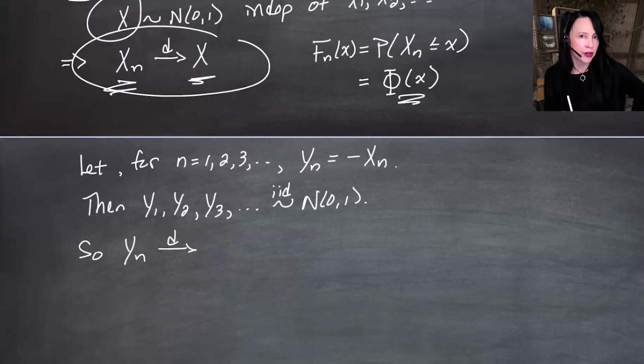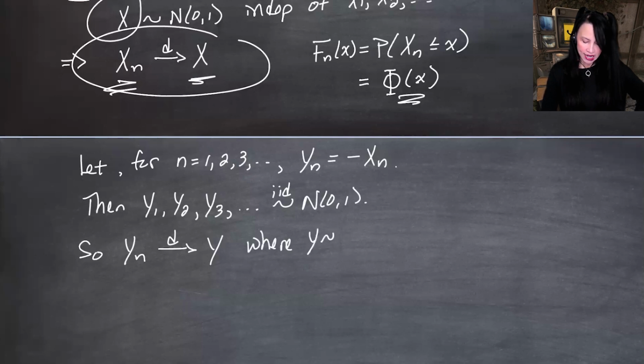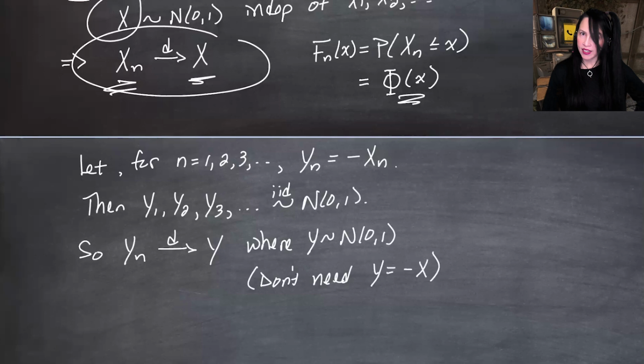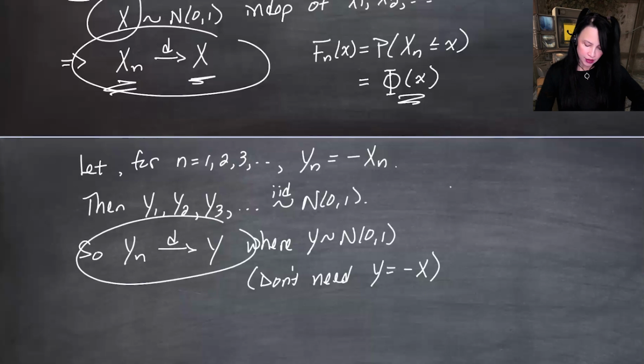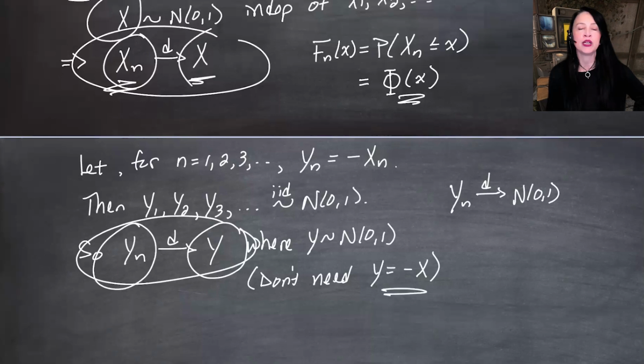Now here's where things can get a little weird. Convergence in distribution is not about getting close to a specific random variable. So I can say with certainty here that it's going to converge to a random variable y, where y is normal 0, 1. And we don't need y to be specifically the negative of x. Really, when you're talking about convergence in distribution, you're kind of not talking about a limiting random variable at all. These circle things are just formal ways to write down that yn converges in distribution to a normal 0, 1. But this y doesn't have to have anything to do with these y's or these x's or this x. So it doesn't have to be the negative of x.